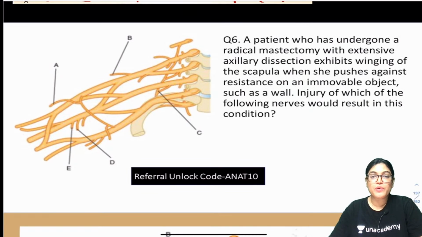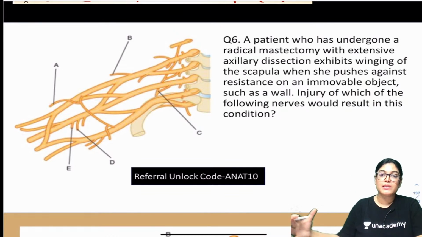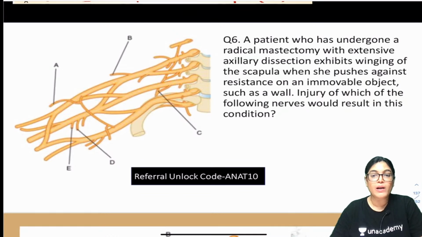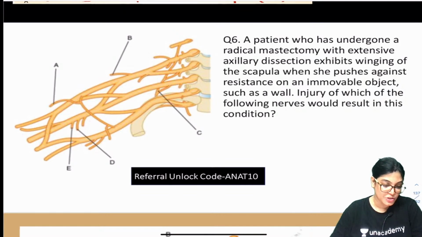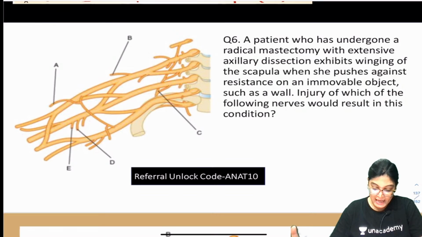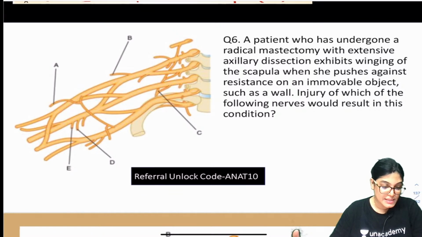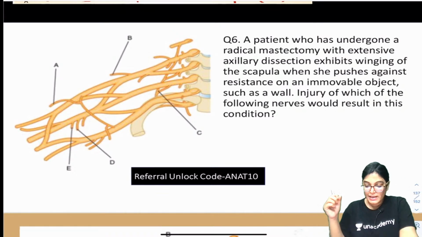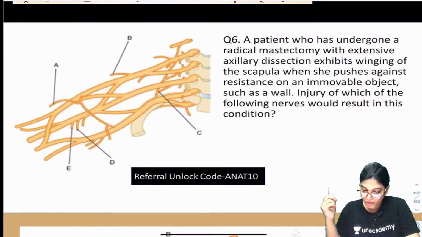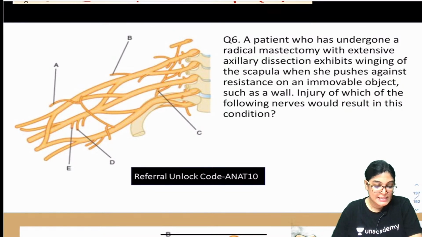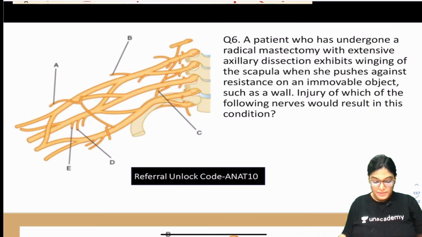Question number 6, I will read it for you. A patient who has undergone radical mastectomy with extensive axillary dissection exhibits winging of the scapula when she pushes against resistance on an immobile object such as a wall. Injury of which of the following nerves could result in this condition? A, B, C, D and E are the options mentioned in the diagram. You have to tell me which option is correct. Reddy is telling C as the correct answer. Harini is telling C, Mednair is telling C. What about others?